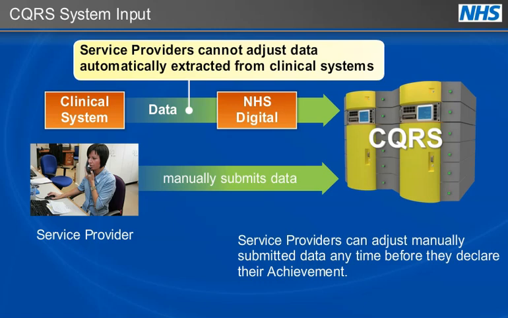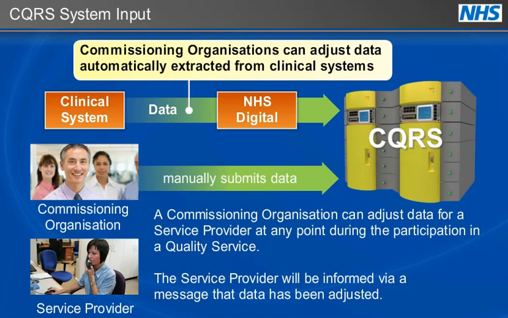These values will be grayed out on the Record Achievement screens. If the service provider believes the data is incorrect, the commissioning organization can make adjustments on their behalf. A commissioning organization can adjust data for any indicator for a service provider until the achievement is declared and financially approved, including those indicators where data is submitted from NHS Digital. The service provider will be informed via a message that data has been adjusted.